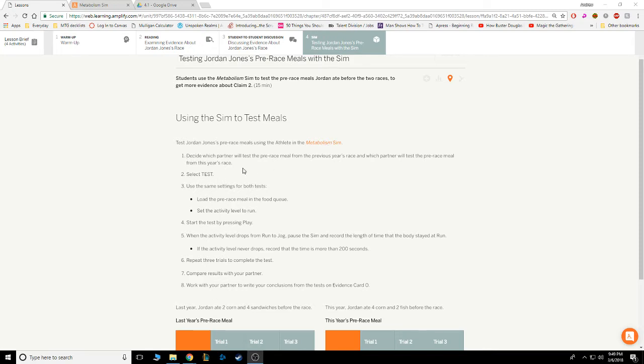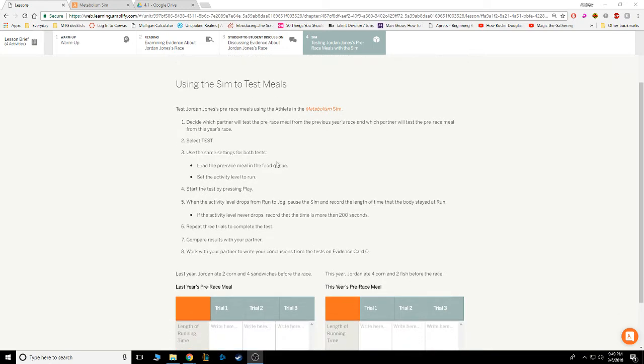So you have to decide between you and your partner which meal to test. You don't actually need a partner. You can actually do them both yourself. You can test the pre-race meal and then test this year's pre-race meal. But doing a partner will split the work in half and make it a little easier for you to do. Once you're done, you're going to use the same settings for both tests.